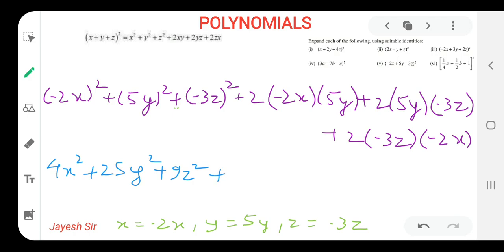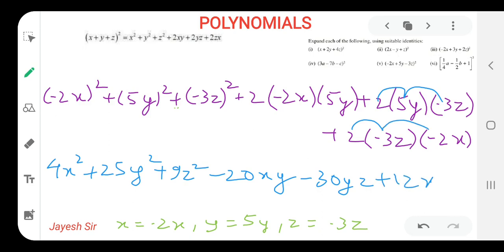Now plus 2 into minus 2 would be minus 4, minus 4 into 5, that means minus 20 would be there, so you don't have to make the mistake of adding a plus sign directly in your answer. Yes friends, so it would be minus 20xy. That thing you have to keep in mind. Now 5 into 2, 10, 10 into 3 is 30, but it is minus 3, so the answer would be minus 30yz. Now 2 into minus 3 would be minus 6, and minus 6 into minus 2, that means plus 12xz. I hope you all might be getting it, and that was our answer.